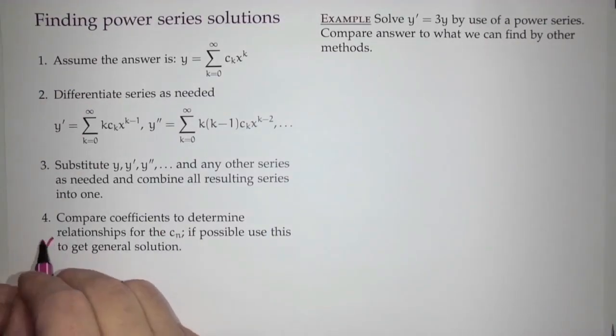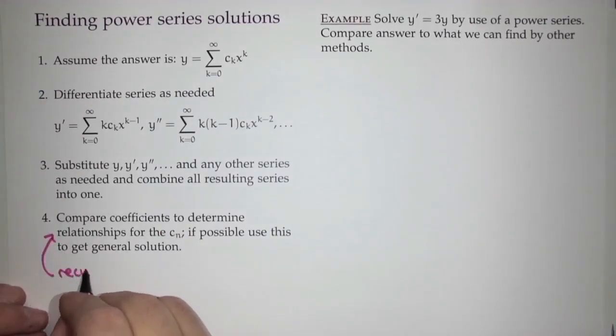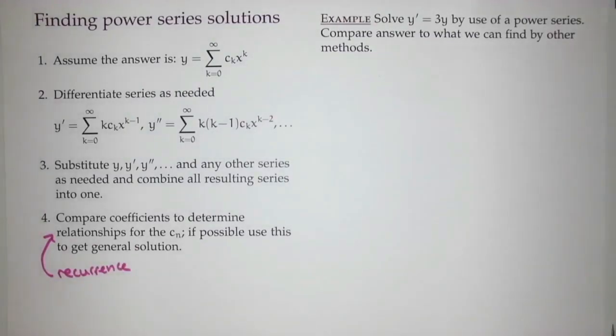And then the differential equation says you have something equals something, and you compare coefficients to determine relationships. When we talk about relationships, you'll get a recurrence relation. It says how the constants depend on each other. In some cases, it's possible to get a general solution. In many cases, we can compute the first however many terms we need.